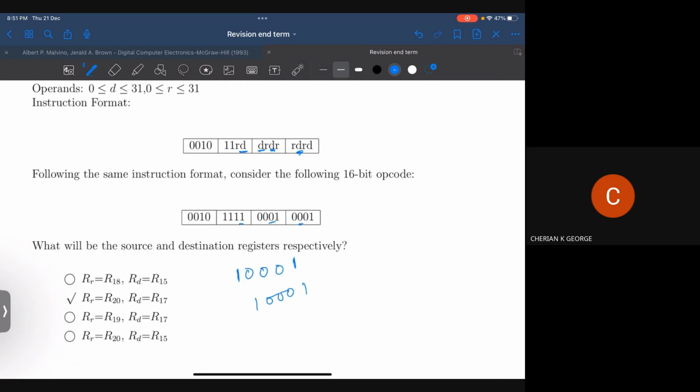What will be the value of the destination register? This is 16. This is 1. So it will be 17. So Rd will be 17.